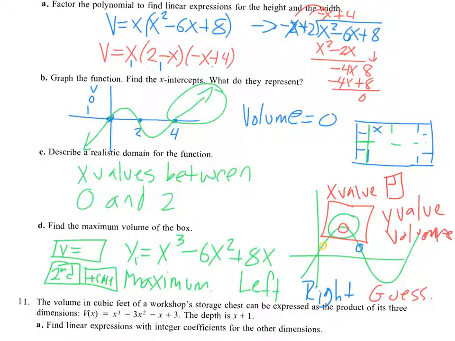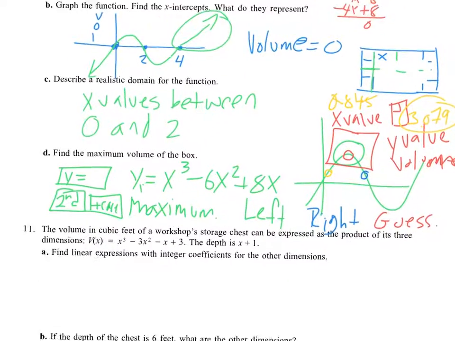So if I were to go on to Desmos to basically do the same thing, that's going to be x cubed minus 6x squared plus 8x. Oof, I got worried for a second there. And I get an x value of 0.845 and a y value of 3.079. That's the maximum volume for this box. Very useful to store things in.